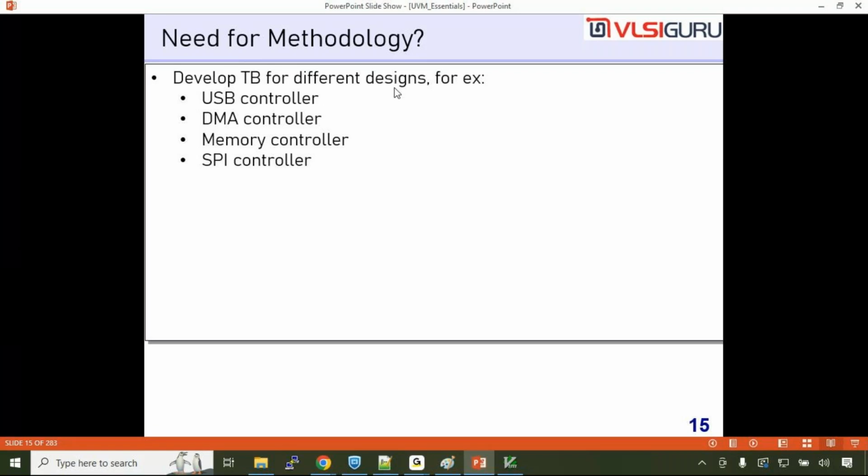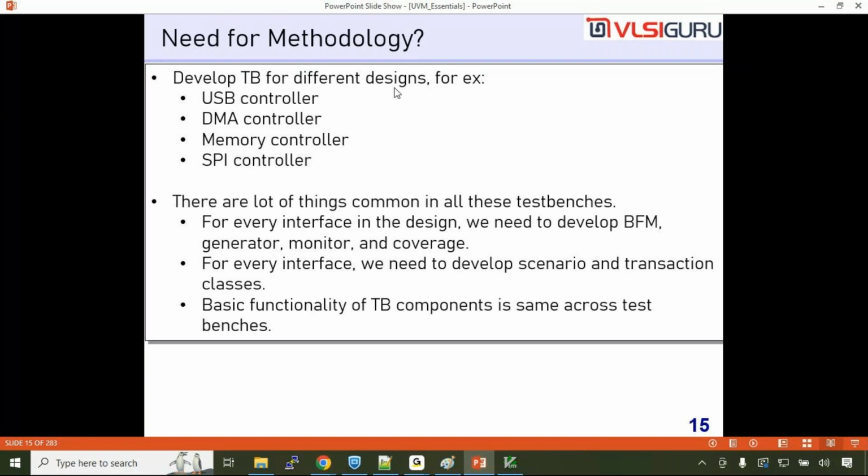Let's say you take some different designs: USB controller, DMA controller, memory controller, SPI controller. A lot of things are common. As I said, there are a lot of things common in all those test benches. For every interface, we need to develop BFM, generator, monitor, coverage. For every interface, we need to develop scenario and transaction. So what they felt is these are all common. So they implemented those common functionalities only as the base classes.